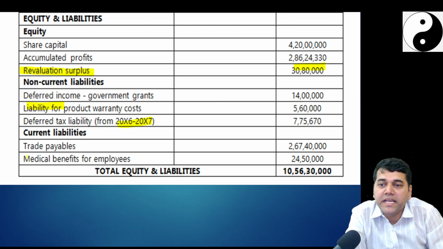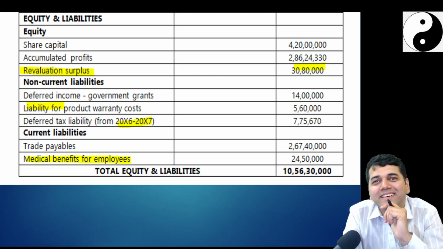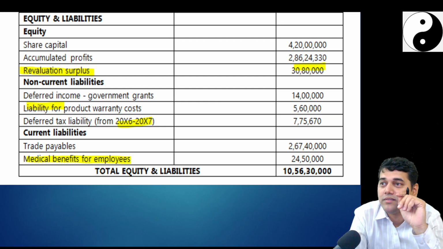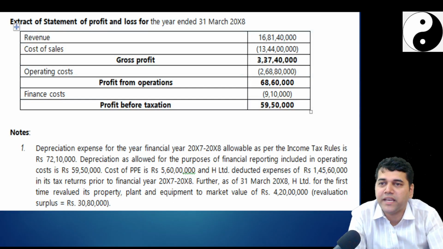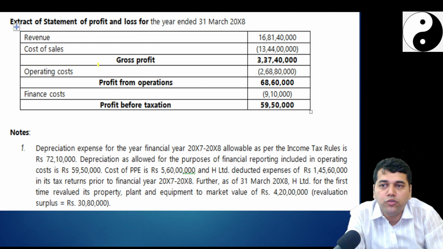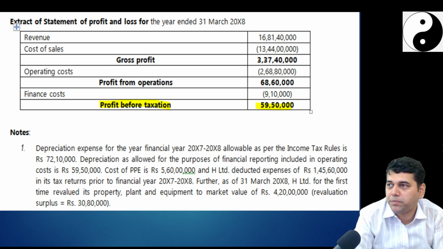Trade payable, medical benefits for employees. What is this medical benefits? PVDBO, followed, no? So something like benefit expenses they are planning. Now the P&L: revenue, cost, operating cost, finance cost, profit before tax. So this is what you start with, correct? Profit as per P&L account.